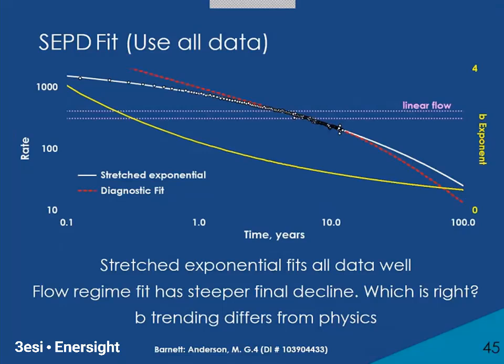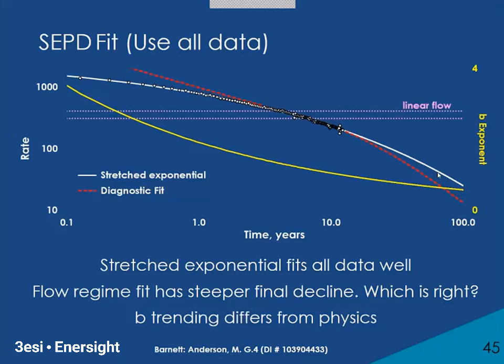Now the b-value has some curvature when I'm fitting the right data, but it's still curving over the whole time period. It's not doing what we expect of the physics. But I get a fit of the data in early time, and I project that forward in late time. So that's what I get.